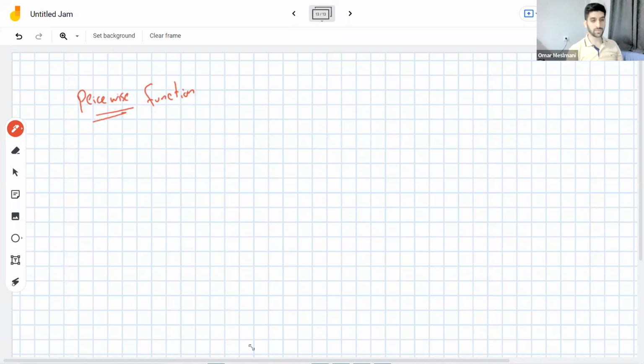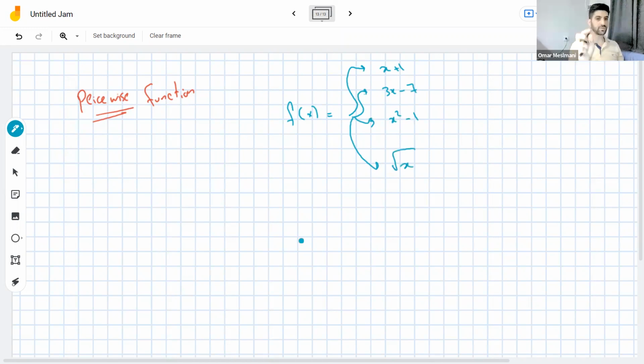So now we have something called the piecewise function, which is a function with many different rules. Maybe the function I'm going to use is x plus 1. Maybe 3x minus 7. Maybe x squared minus 1. Maybe the square root of x. So it's the same function name f(x), but with many different expressions. How can I decide which one I'm going to use? It depends on the value of x.